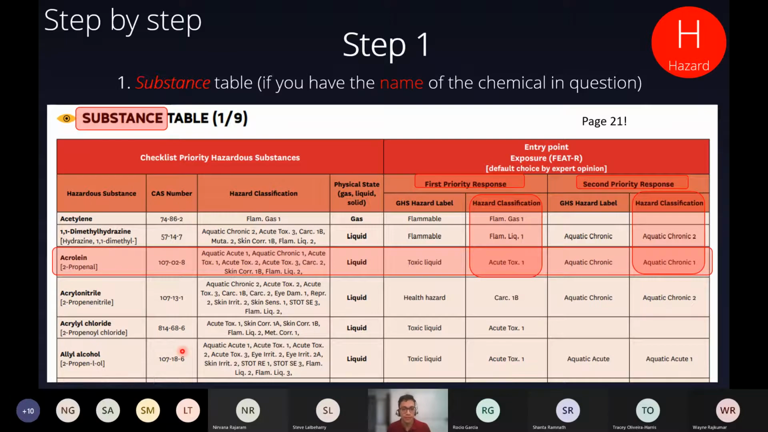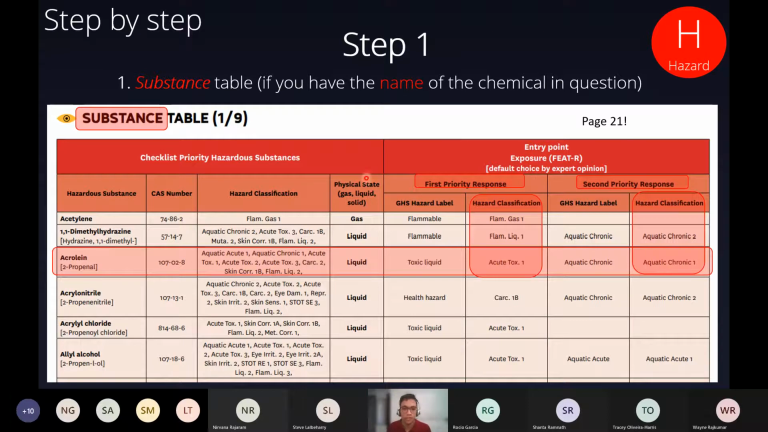So after finding the substance, you will find two results that are very important and that will help you continue in the process: the hazard classification column for the first priority and for the second priority. You write down this, it has a weird name, but that's how it is classified: acute tox 1, and aquatic chronic 1. This is the result, this is what you need to continue.